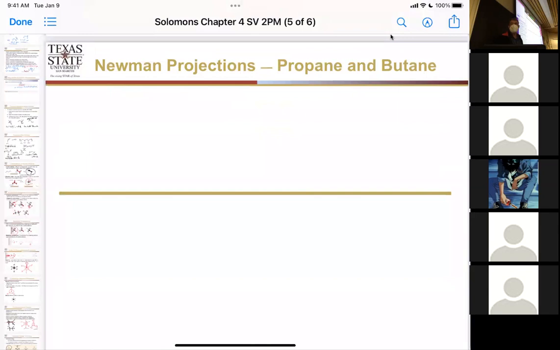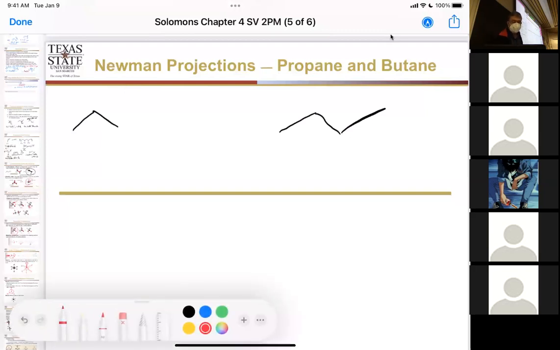Okay, so now let's get things a little more complicated, but let's draw some Newman projections for propane and butane. Okay, so propane is like that, and butane is like that. The first thing we have to do is figure out which 2 carbons we're going to draw the line down, because we have to draw a line between 2 carbons, and that's how our perspective works. So for this one right here, I'm going to draw a line here.